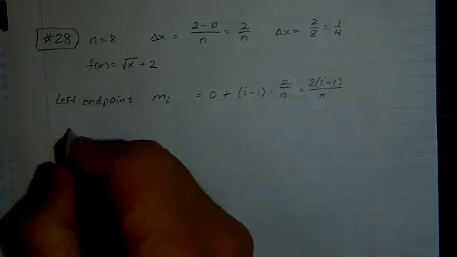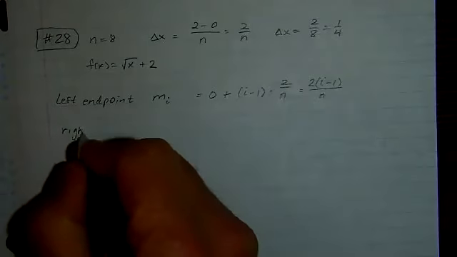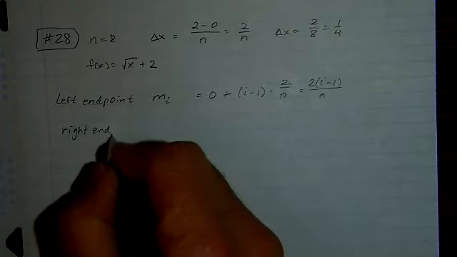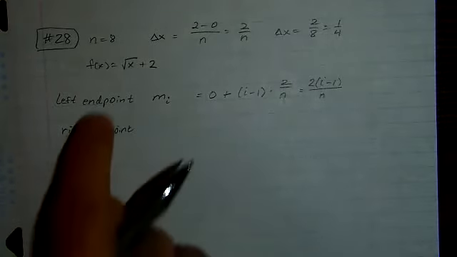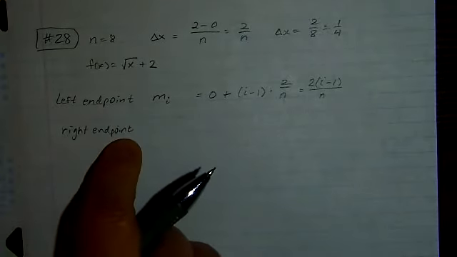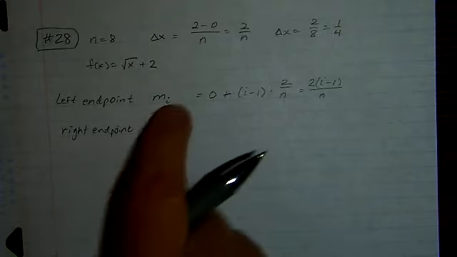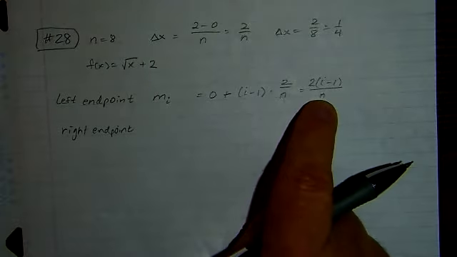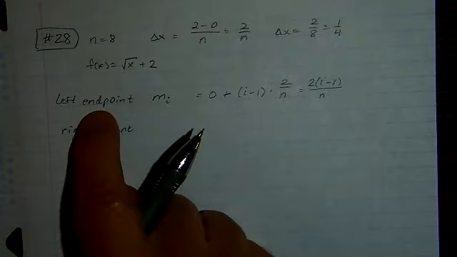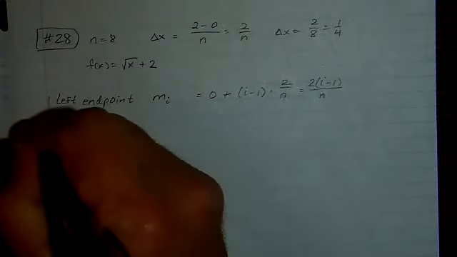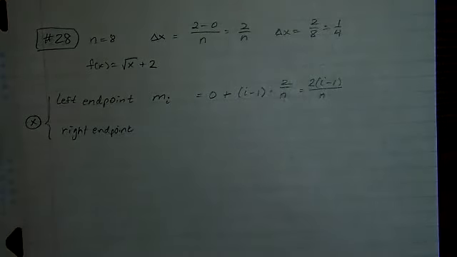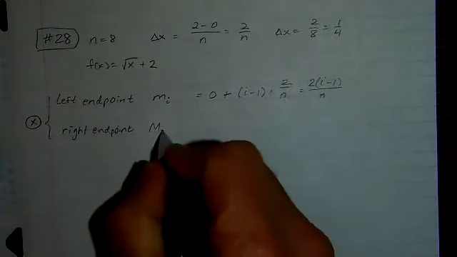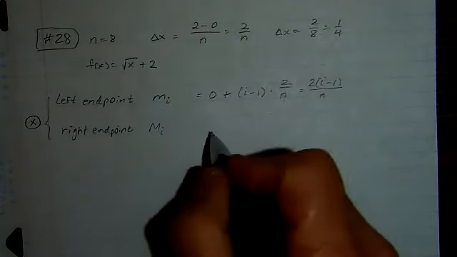Okay, the right end point. This is the left end point of the rectangle. This is the right end point of the rectangle. Okay, so I'm in the first rectangle. This determines the left end point of that rectangle, which is 0. So these are x values, right? These are x values. Okay, the right end point is capital M, also indexed by I.